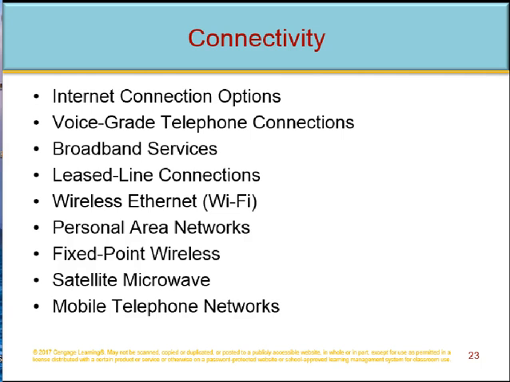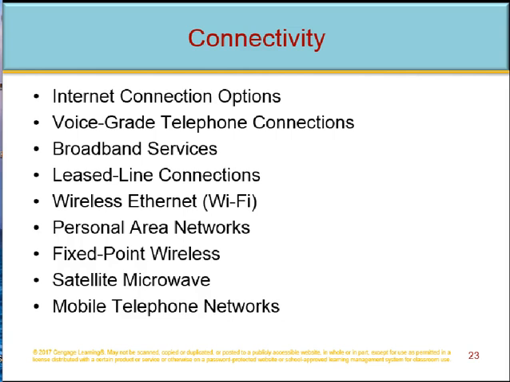Voice-grade telephone connections were used in the early days of the web. POTS, the plain old telephone service, uses existing telephone lines and an analog modem. And you had bandwidth between 28 and 56 kilobits per second. Most people use higher bandwidth connections. Today, we have speeds greater than 200 kilobits per second, and these are known as broadband services.